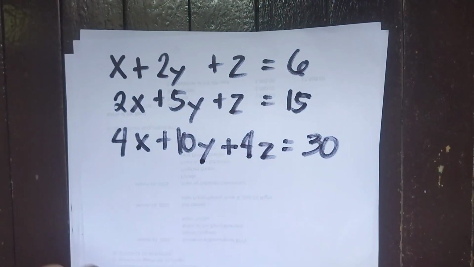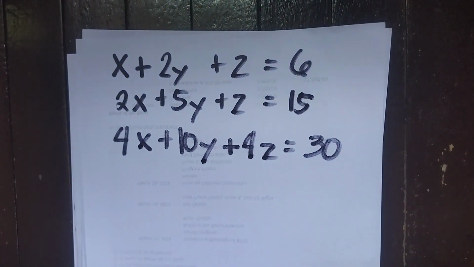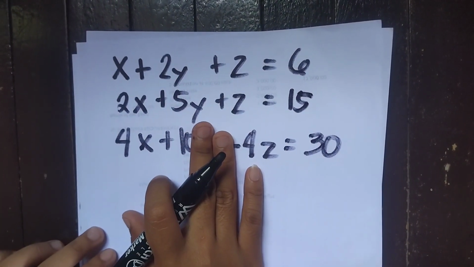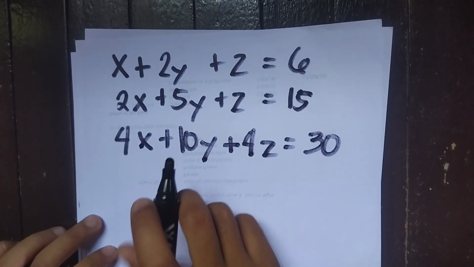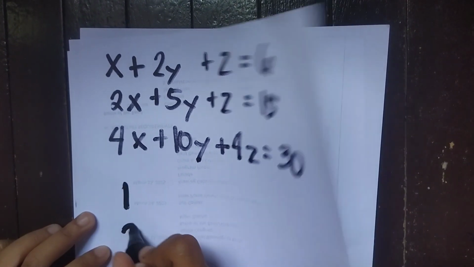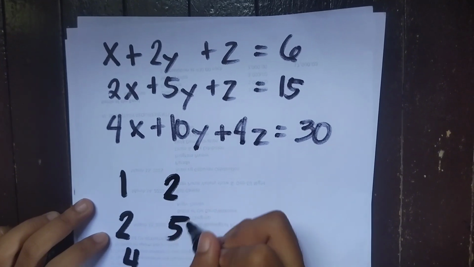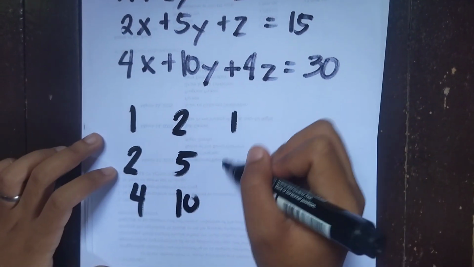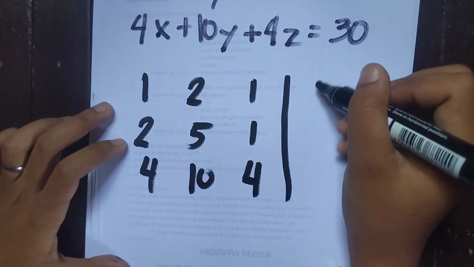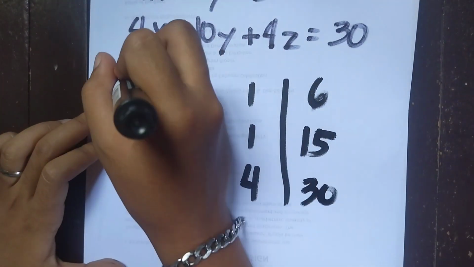First, we'll make the equations a matrix with the coefficients of x, y, and z. So, the answers go in the same column respectively, like this. 1, 2, 4, 2, 5, 10, 1, 1, 4, 6, 15, 30.